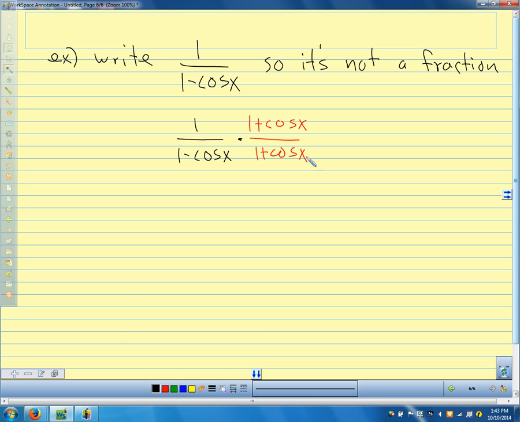All right, so when I multiply this out, I get 1 plus cosine x, and when I multiply these two together, I get 1 minus cosine squared x. I have a 1 and a trig function squared. When I see those two together, I should think, is there some identity I can use there? Yes, this is our Pythagorean identity. 1 minus cosine squared is sine squared.